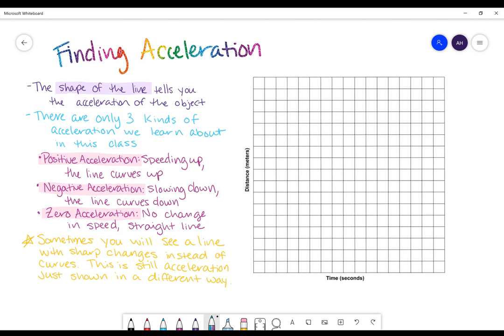And then zero acceleration. This means that the object is not changing its speed in any way. So the line on the graph would be straight, just like this one. I'm doing my best to draw a straight line. It's kind of difficult. That line doesn't curve at all. It doesn't curve up. It doesn't curve down. So if we were to come down here and find the speed like we do with our right angles, it is the same each time. So we know that that speed is not changing.